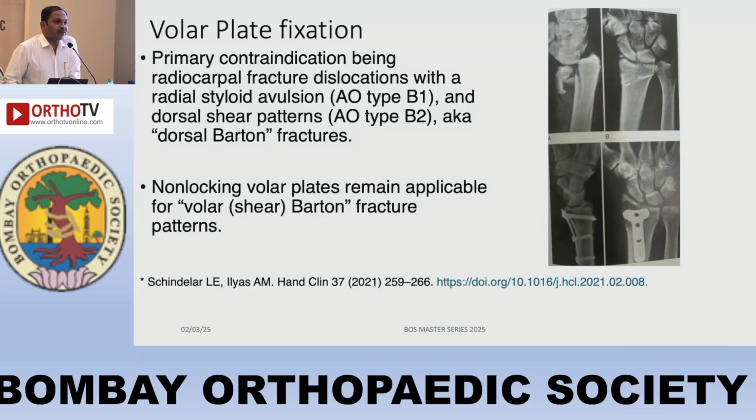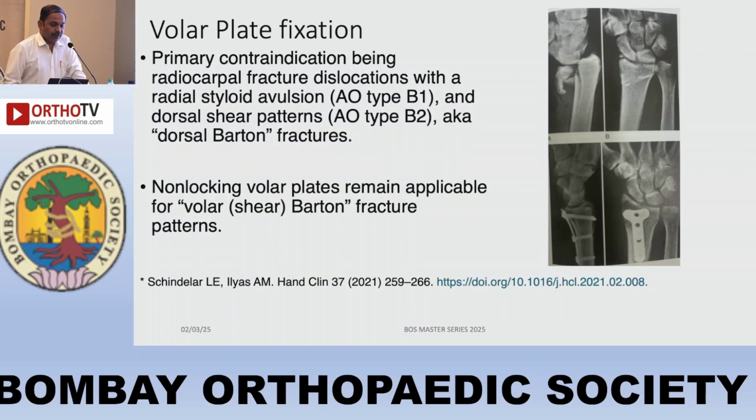Volar plate fixation is in vogue. Now the plate designs have improved, but the primary contraindication of volar plate fixation in these particular fracture patterns is radiocarpal fracture dislocation. Styloid avulsion, kind of B1, wherein you'll require a fragment-specific fixation of the radial styloid or a headless screw compressing that styloid to the main shaft.